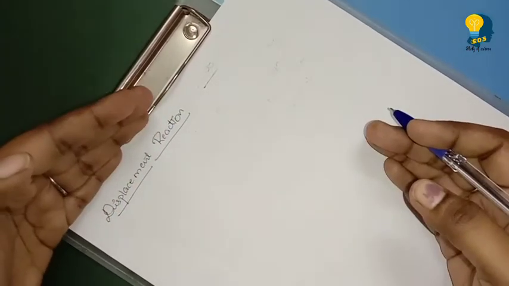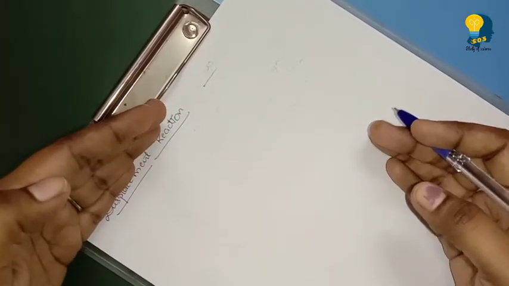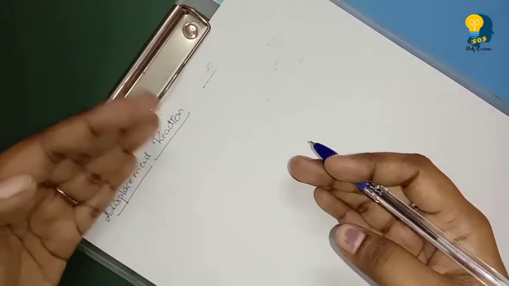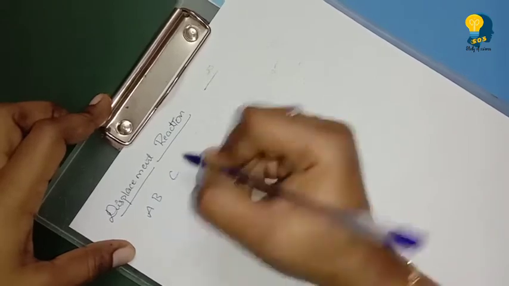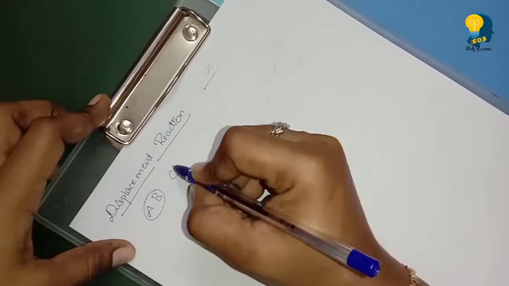There will be two reactants. What happened here? The more reactive element displaces the less reactive element. That's all. Very simple. So take an example. There will be A, B, C. Okay, so AB is a compound and C is an element.